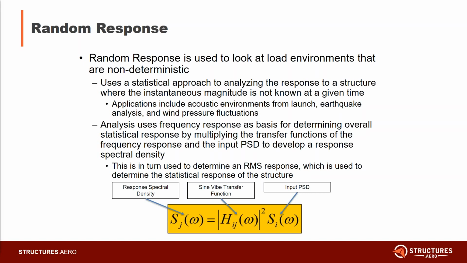Again, as mentioned earlier, frequency response is the basis for random vibe. So when you run a random run, unless you restart, it's actually rerunning modes, it's rerunning frequency response, and then performing this function where it takes the input PSD, which we'll discuss shortly, times your sine vibe transfer function, which is again similar to what we were looking at here in our graph with the response to a 1G load squared, and then it gives you your power spectral density function, or a response spectral density function.